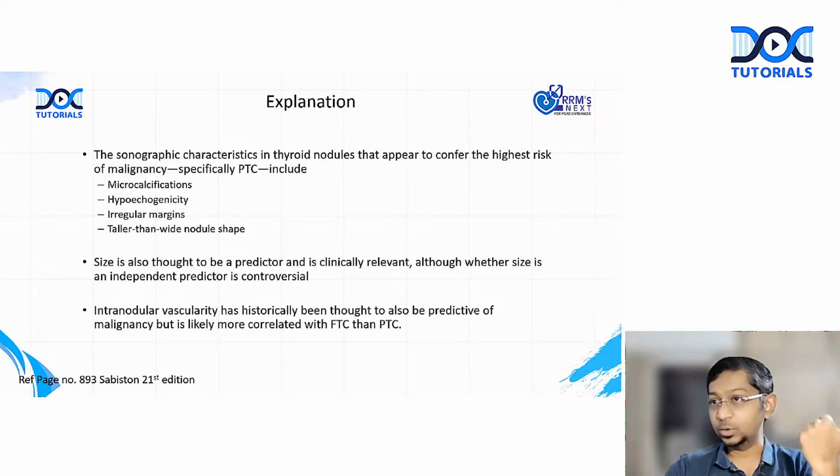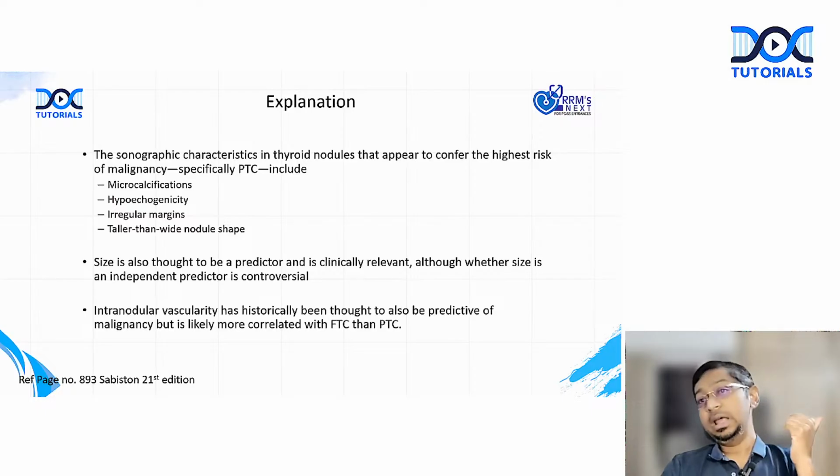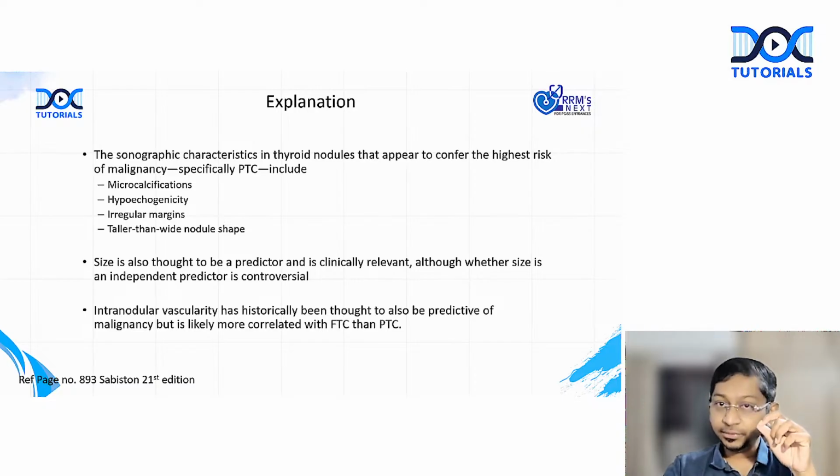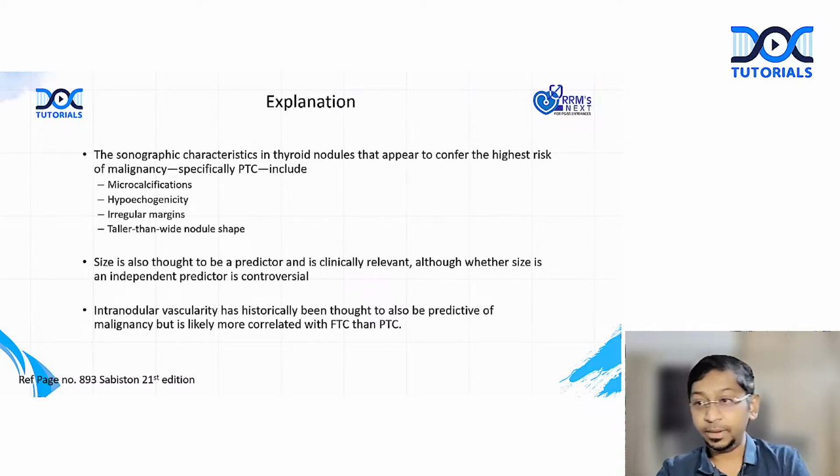FNAC is an easy tool for diagnosis of malignancy, associated with MAP kinase pathway mutations, intermediate risk group due to heavy disease burden, or it's associated with PAX8-PPAR gamma mutation. The correct answer here regarding follicular thyroid cancer is that it is associated with PAX8-PPAR gamma mutation.